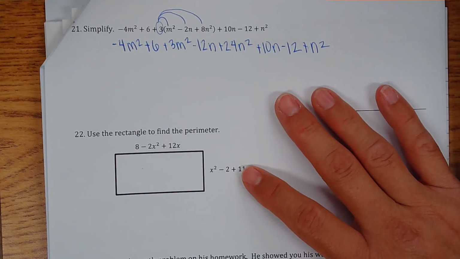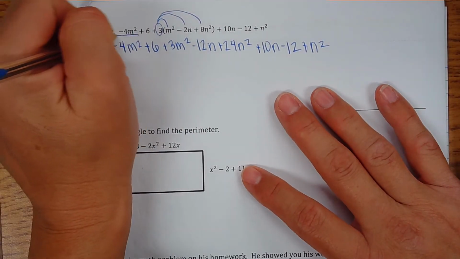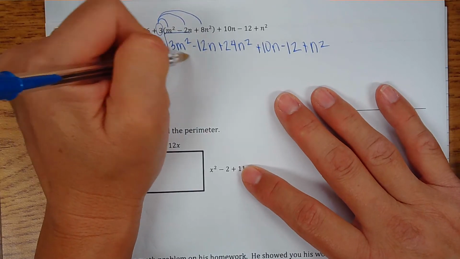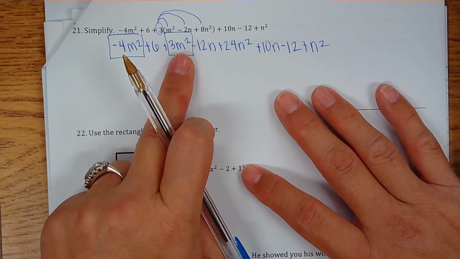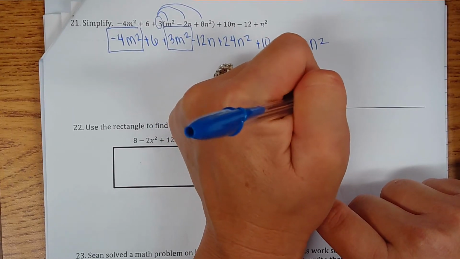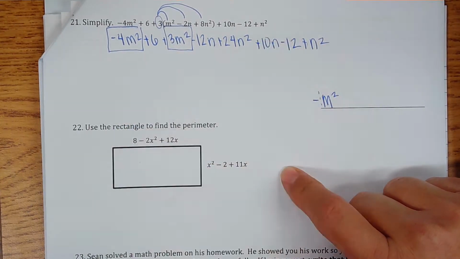Okay, now I get to look for like terms. I'm going to go in alphabetical order. So m comes before n. So I'll look for the highest m exponents, which are right here. Negative 4m squared and a positive 3m squared. When I combine those, I would end up with a negative m squared. If you want to write the 1 in front of it, you can.